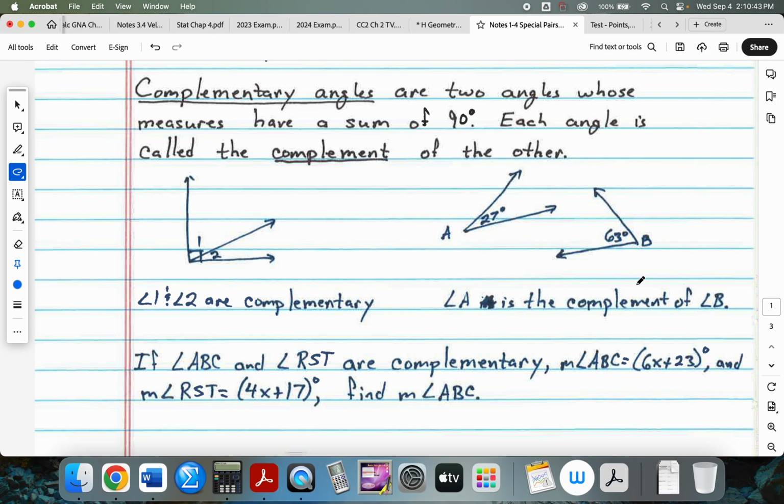So complementary angles has to be two angles. Can't be 3, can't be 7, it has to be 2. Whose measures have a sum of 90. It's not that each one of them is 90. Together, when you add their measures, you get 90. Each angle is called the complement of the other.